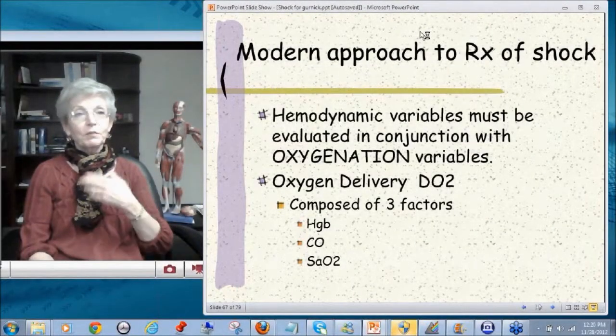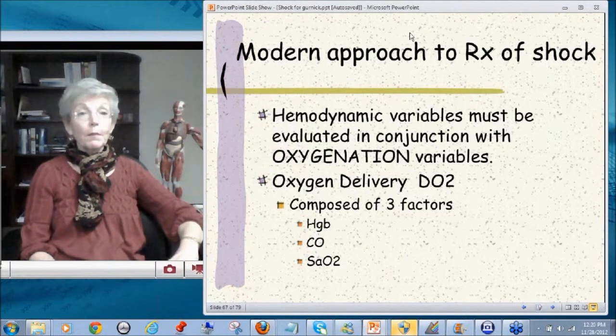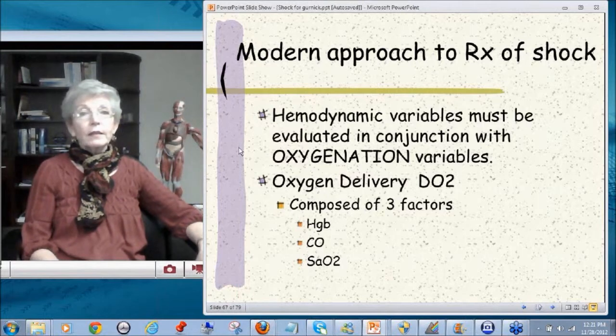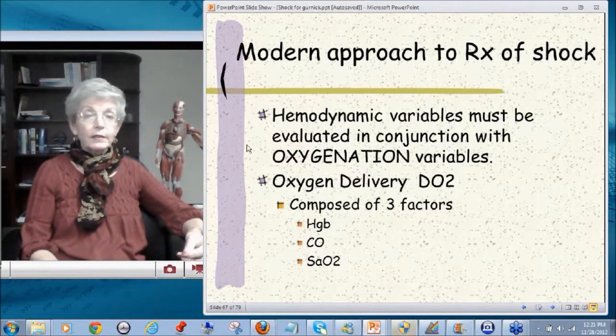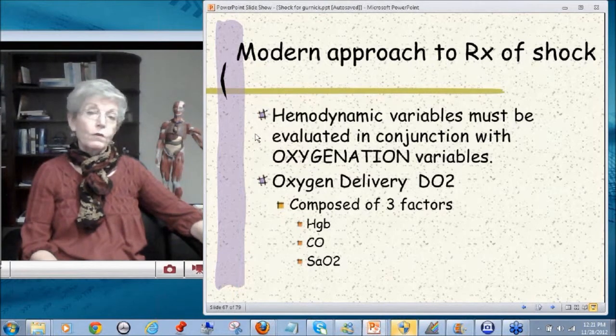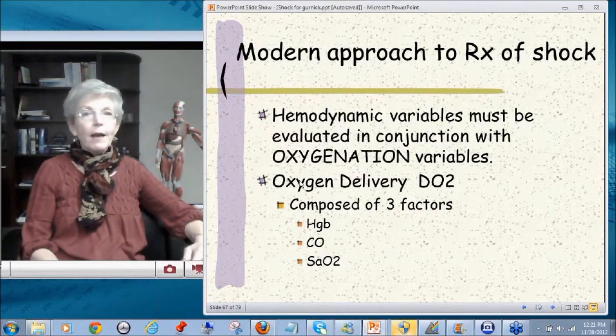Okay, so let's wrap this up with some modern approaches to the treatment of shock. Some of this may be very new to you. It's quite interesting. We've had our discussion of hemodynamics, and they must be evaluated in conjunction with oxygenation variables. In basic patho, I know you learned how to analyze arterial blood gases and do a little bit with oxygen calculations. But let's recap.